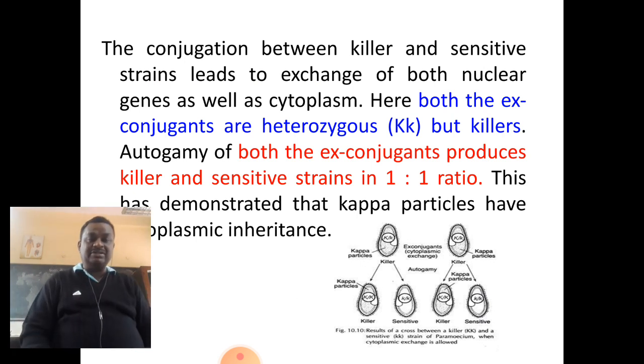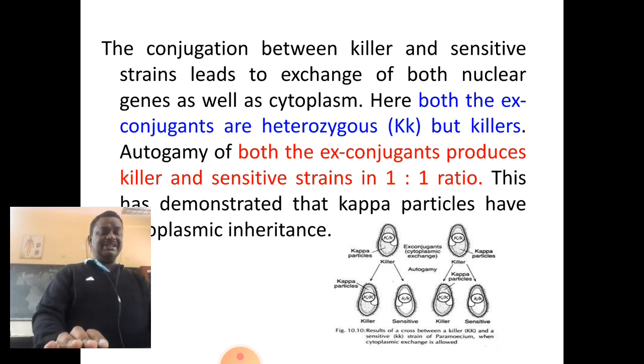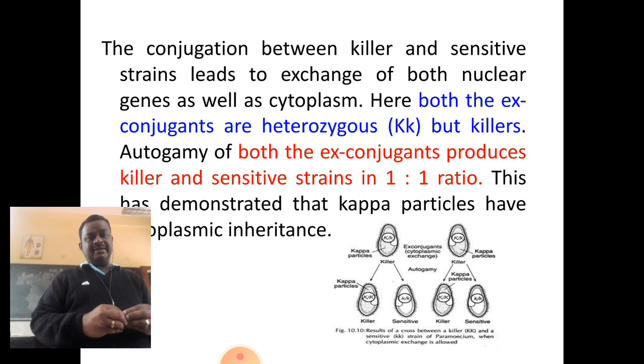When both undergo the process of binary fission, we find the capital K small k genotype with cytoplasm having killer particles, or Kappa particles, forming a killer strain, whereas small k with the cytoplasm having Kappa particles will form a sensitive strain. The third organism here is also a killer strain, with capital K genotype along with Kappa particles; when it gets into the daughter cell, it forms a killer strain. And for the last one, with small k genotype, even though the cytoplasm has Kappa particles, it will not form a killer strain.